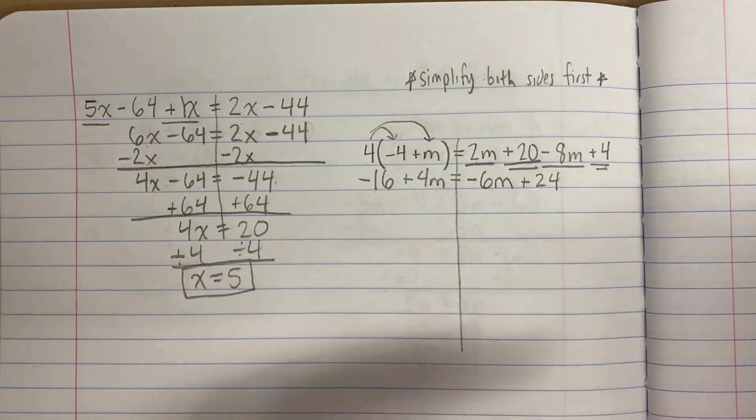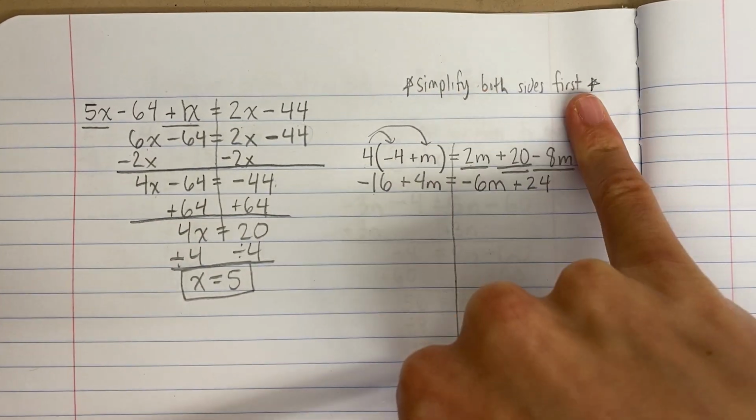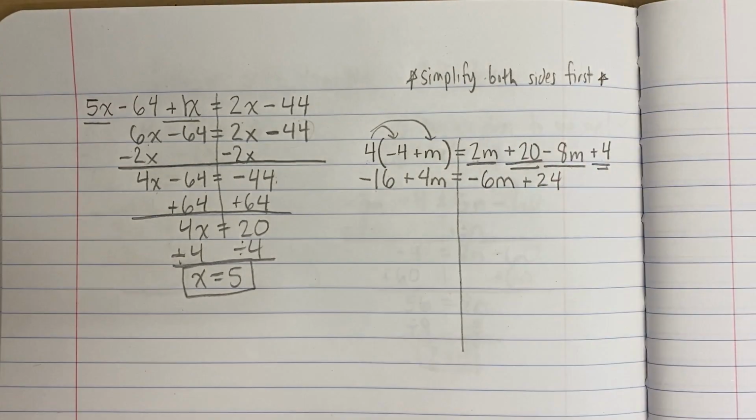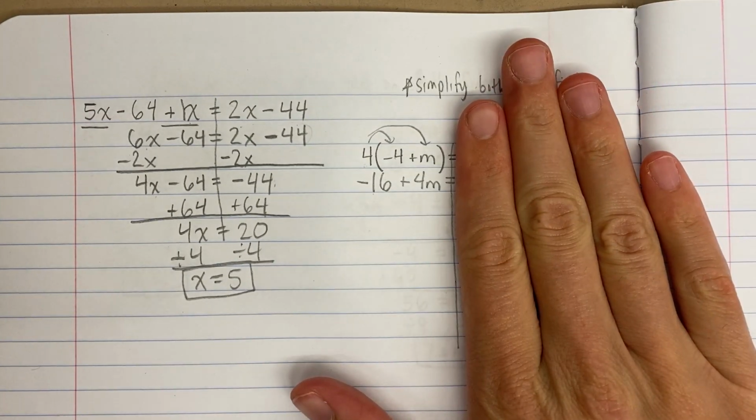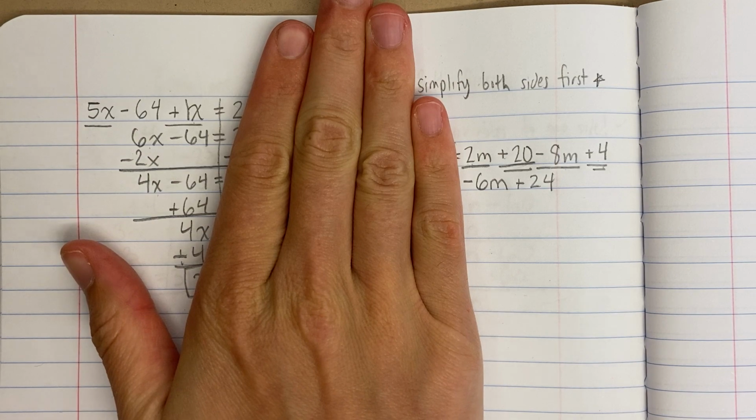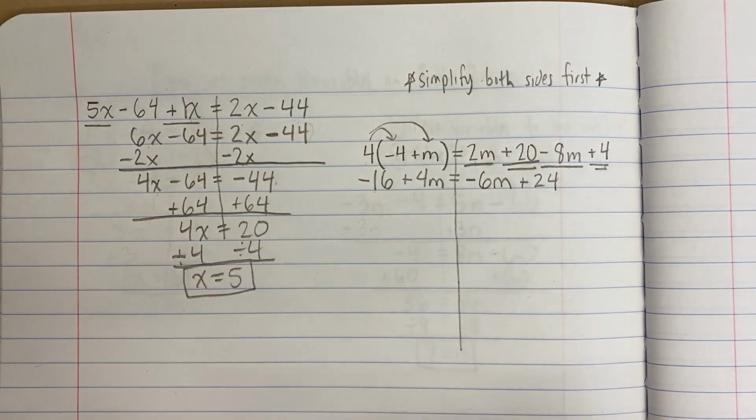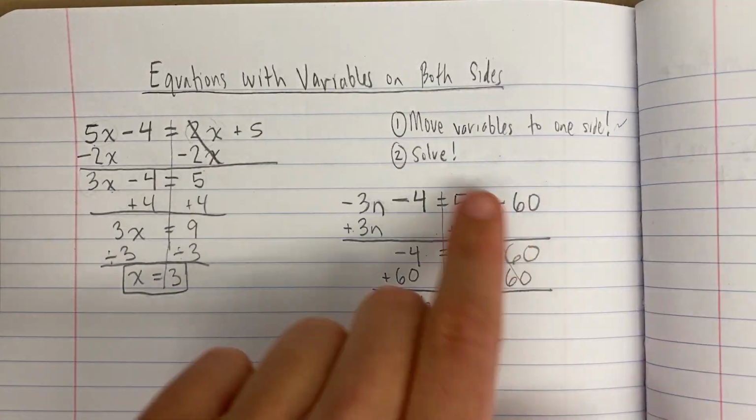Okay, so now I simplified on both sides, did that. Look, this is as simple as it gets. There's no like terms. I can't combine anything. There's no distributing, no like terms. I can't combine anything, right? We're all set. We're simplified. So now, variables to one side and solve.